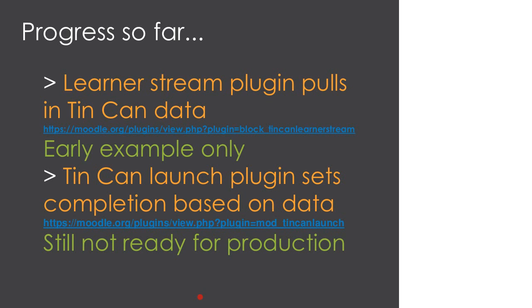What that does is it takes TinCan data and it spews it out onto the page. It doesn't really do anything else. So that's again one that probably needs some work. We've then also the Tin Can launch plugin that you've seen can actually set completion based on particular Tin Can data. So Moodle will look up data in the LRS and set completion for that activity based on that. And as I mentioned before, that Tin Can launch plugin isn't ready for production. So let's have a look at those two. I'll do another screen share.